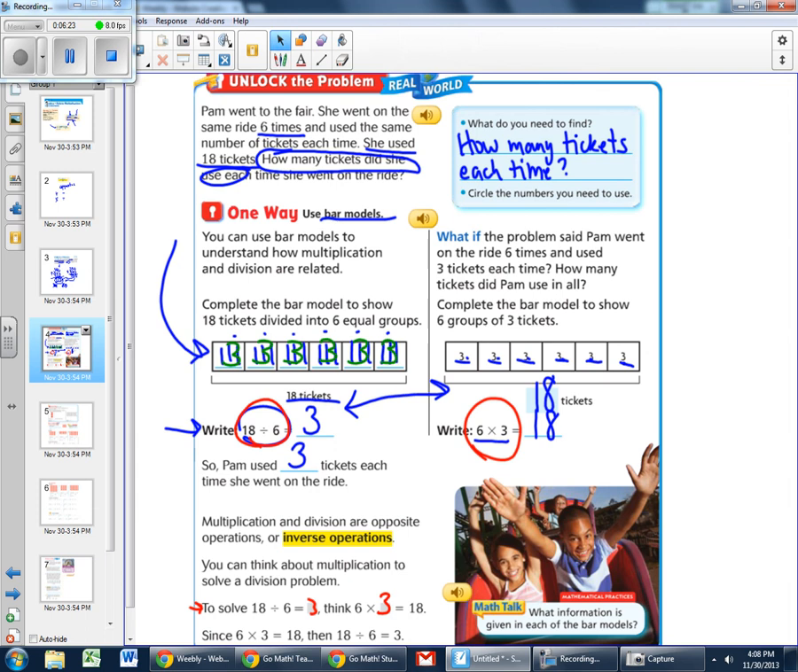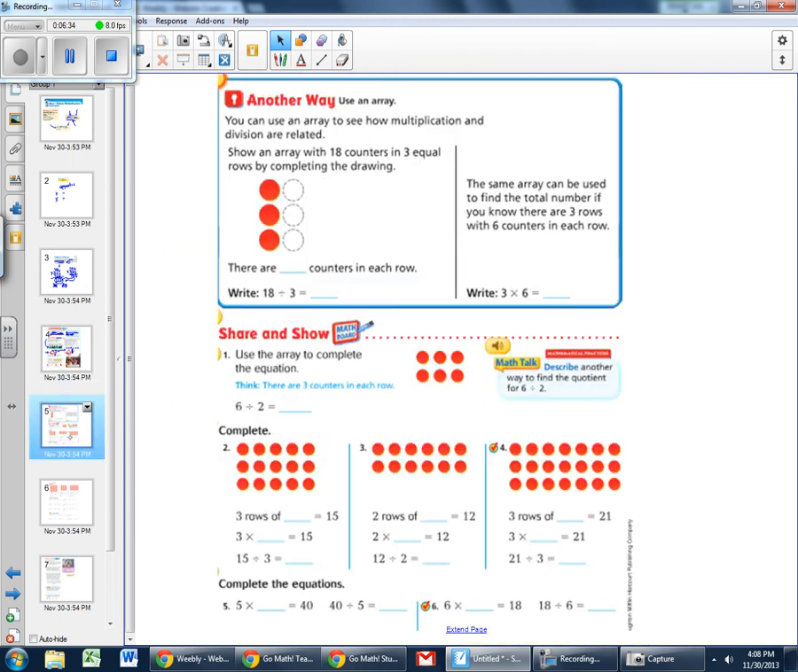It's the same thing we talked about in the previous lessons where I was asking you to go back and prove it and make sure that your answers made sense using the multiplication, the inverse operation, or the opposite. Another way you can do it is to use an array. We've practiced these. Again, if you want to use the tiles by your computer, you may do that, or you may draw them out. You can use an array to see how multiplication and division are related.